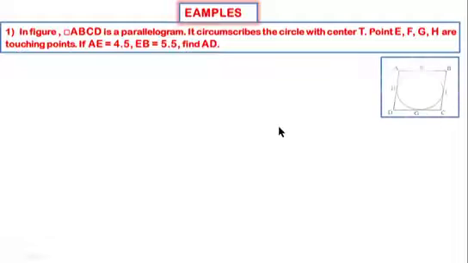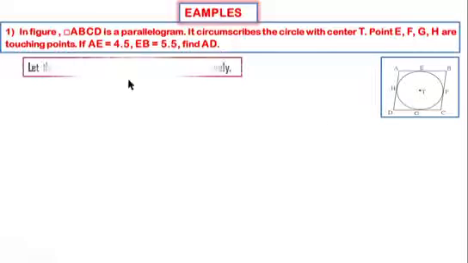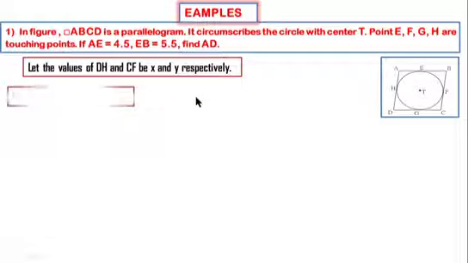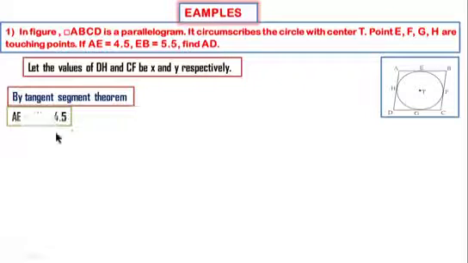See this figure. Quadrilateral ABCD is a parallelogram. Solution: let the values of DH and CF be X and Y respectively. By tangent segment theorem, AE is equal to AH is equal to 4.5. BE is equal to BF is equal to 5.5.